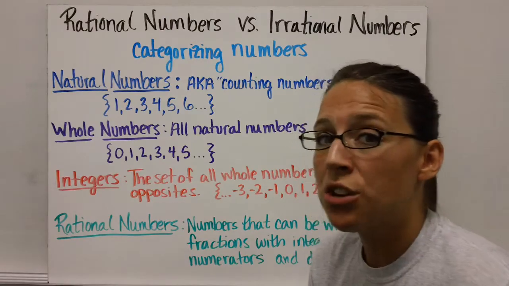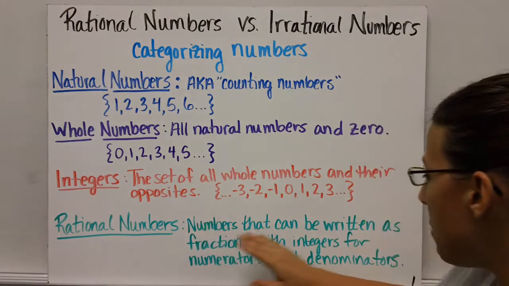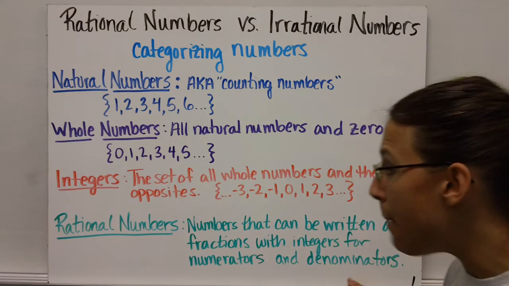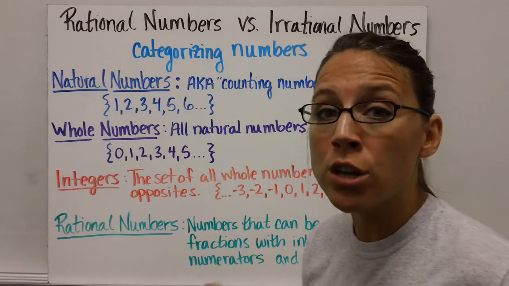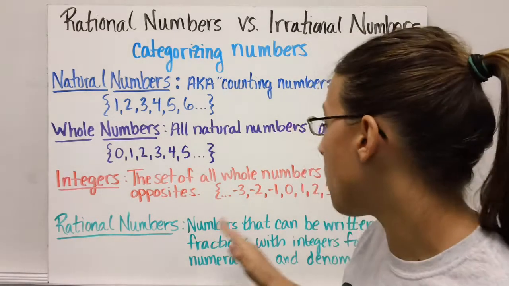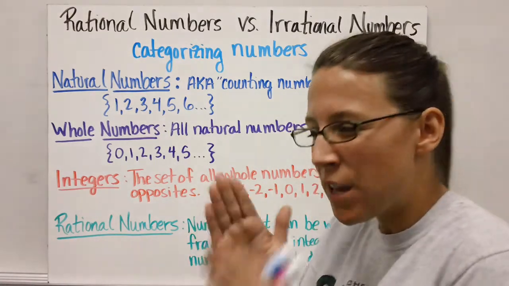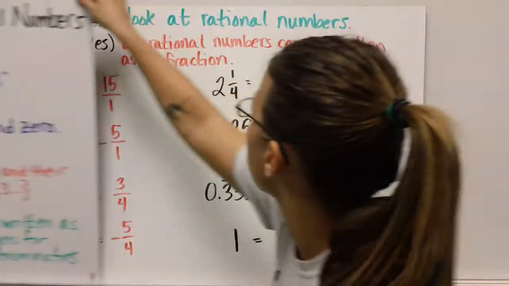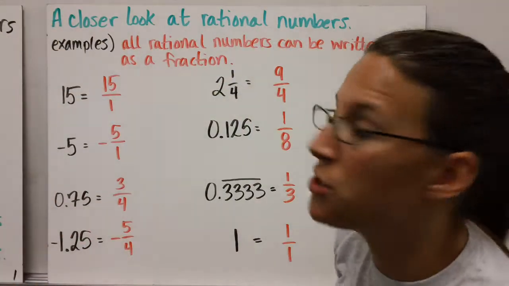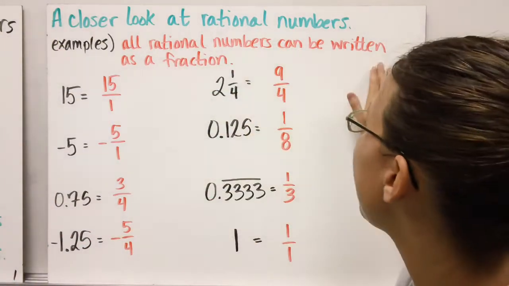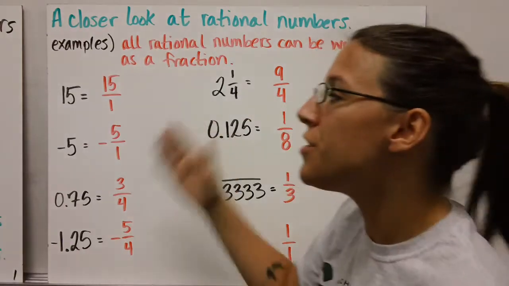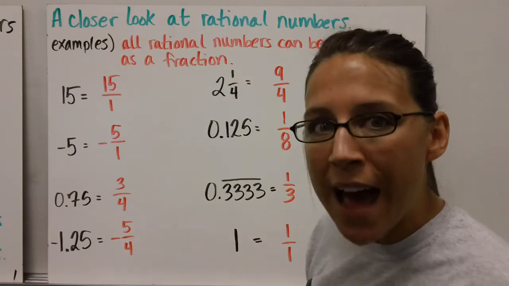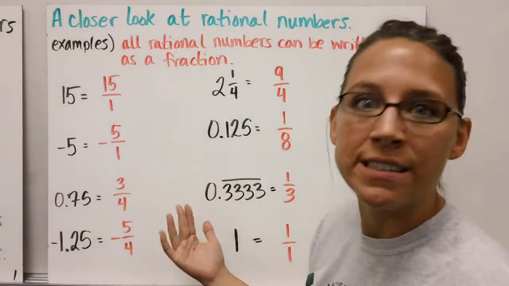But then we get to rational numbers. Rational numbers are numbers that can be written as fractions with integers for numerators and denominators. So we're going to get into the parts of wholes. So not only are we talking about all of our integers, but then all of the little pieces in between. Let's have a closer look at rational numbers. All rational numbers, like I said, can be written as a fraction. So here are just some quick examples of rational numbers, and I'm just going to show you that they do in fact have a fraction equivalent.